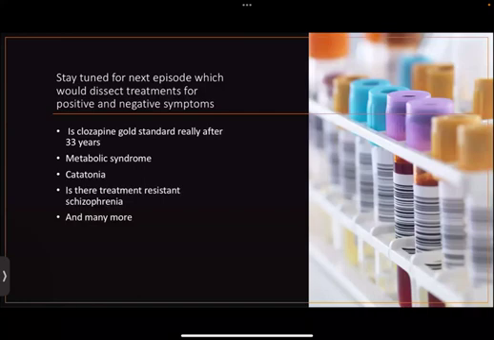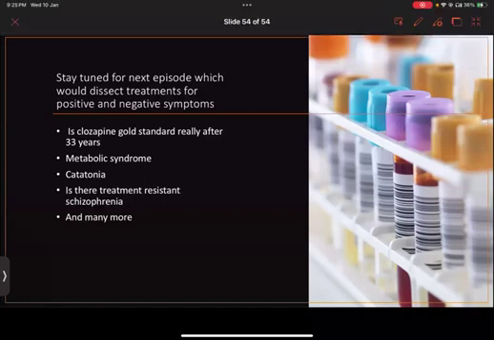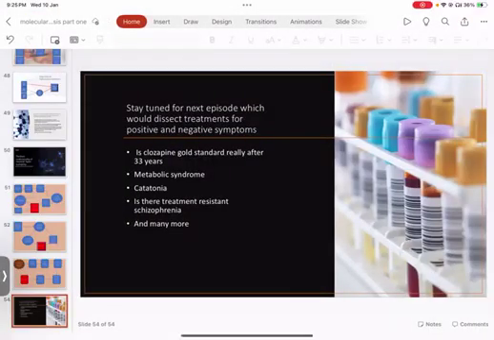The next episode would be talking about positive symptom and its treatment, including clozapine as gold standard, metabolic syndrome, catatonia, treatment-resistant schizophrenia, and many things. So the next episode would be talks on how we translate this basic understanding of positive symptom into treatment and what to do, what not to do. I hope I have not really caused dysfunction of your brain circuits today.